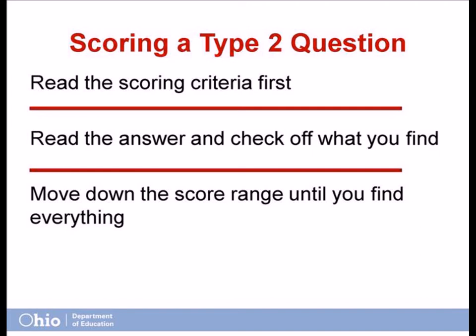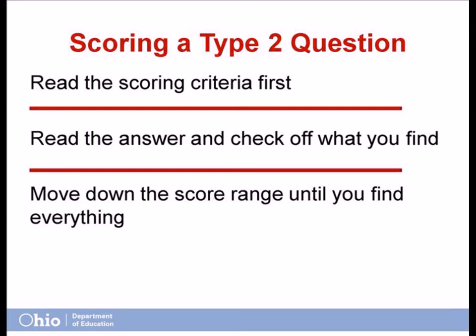To use the rubric with a Type 2 question, begin by reading the list of criteria for the highest score point that is available for the question. Next, read the answer submitted for the Type 2 question. As you find each criterion, check it off on the rubric. Again, do not look in the responses for other questions. Limit your evaluation to the response associated with the question you are evaluating.